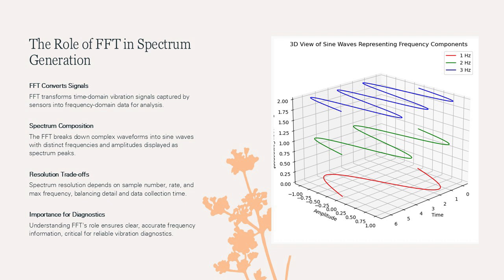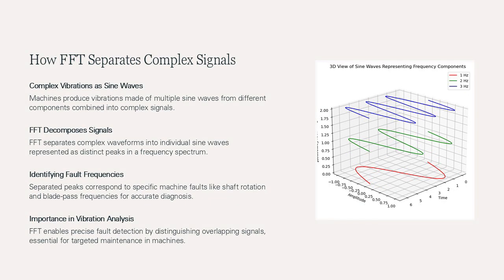Understanding FFT and its influence on spectrum quality is vital for reliable vibration analysis, as it determines the clarity and accuracy of the frequency information presented. Machines produce vibrations that are combinations of multiple sine waves generated by different components. FFT assumes that any complex waveform can be represented as a sum of simple sine waves. By applying FFT, these individual waves are extracted and displayed as distinct peaks in the spectrum.